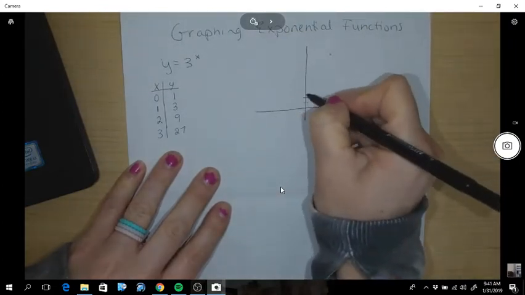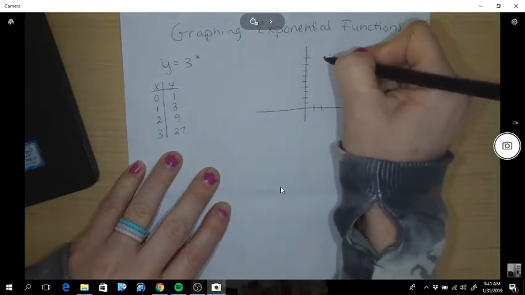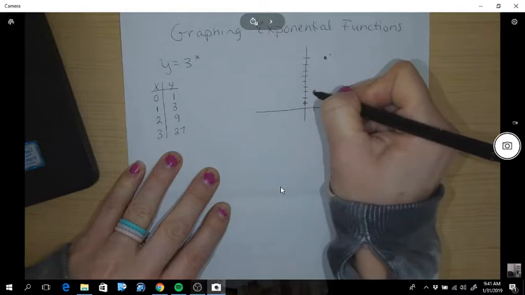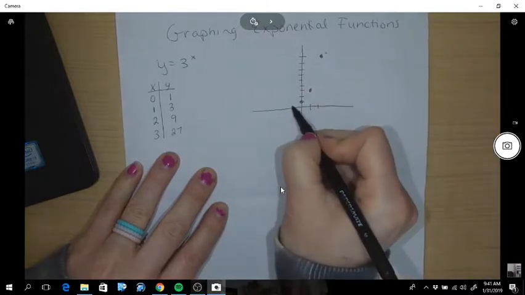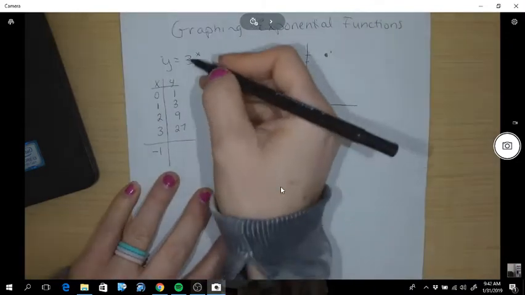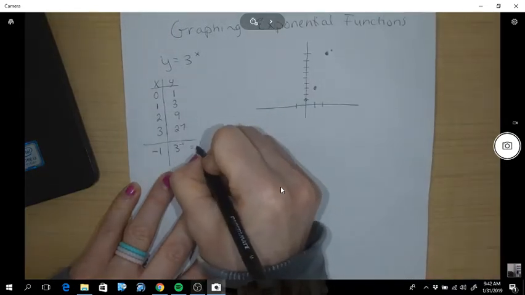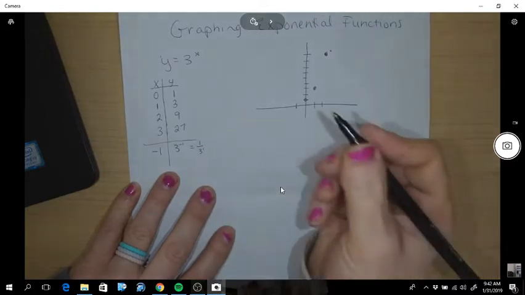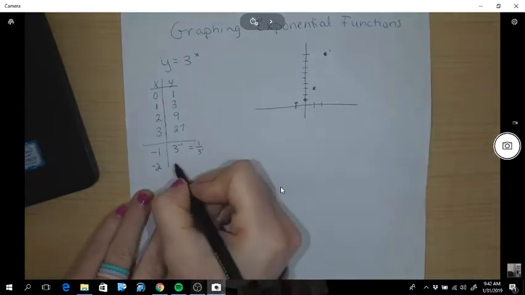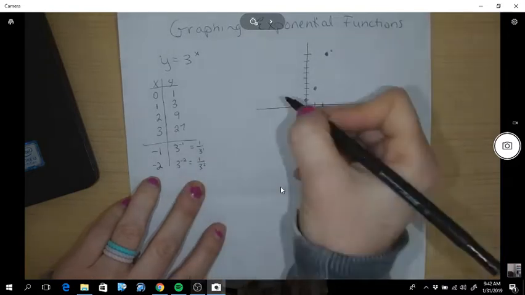So I'm going to go, here's the 2, 9, 1, 3, 0, 1. Okay, what about these negative values? So if I do -1, anybody know what happens to 3 to the -1? It turns into 1 over 3 to the positive 1, so 1/3. So if I do -2, that's 3 to the -2, which is 1 over 3 squared, or 1/9.